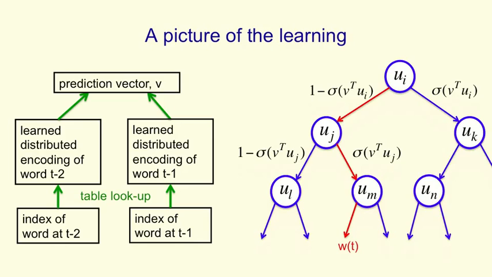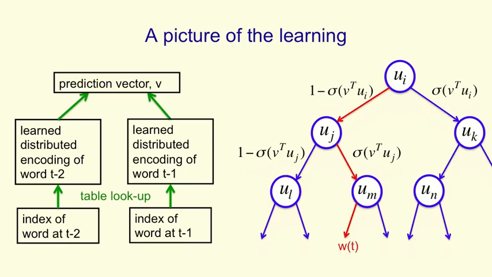That prediction vector then gets compared with the vectors that have been learned for all the nodes in the tree on the path to the correct next word. So that would be nodes I, J and M in this tree. That red path shows you the path to the word that actually occurred next. And those are the only nodes we need to consider during learning.